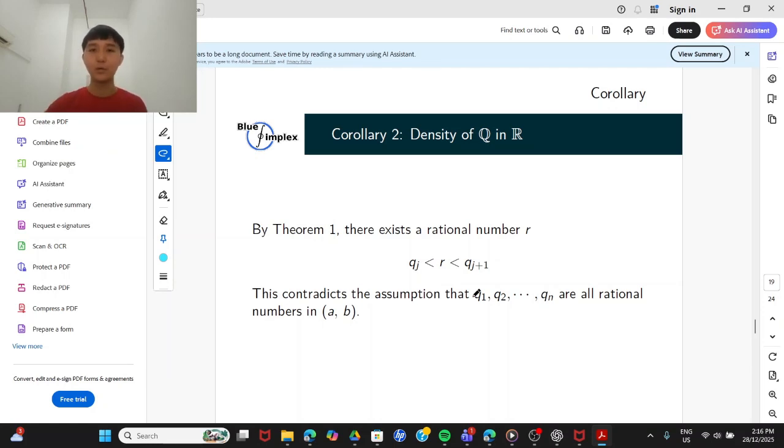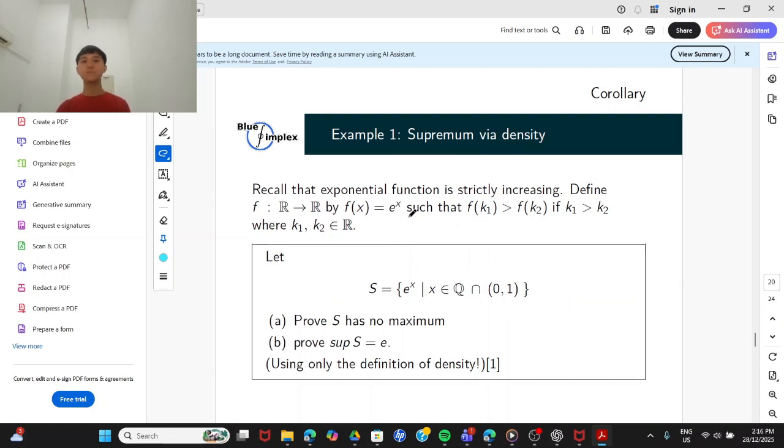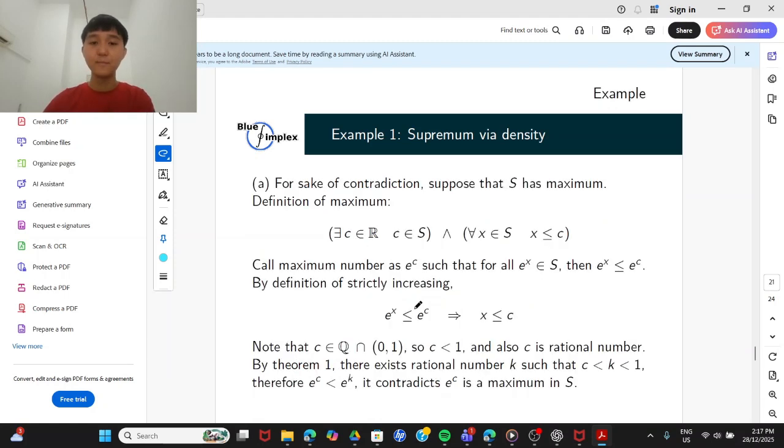And the last one, we are going to use an example. Find the supremum. Given the definition, the exponential function is strictly increasing. I assume that S is this set. I want to prove that S has no maximum, and that sup S is equal to e. How can we prove part A first? Obviously, we can use a proof by contradiction.